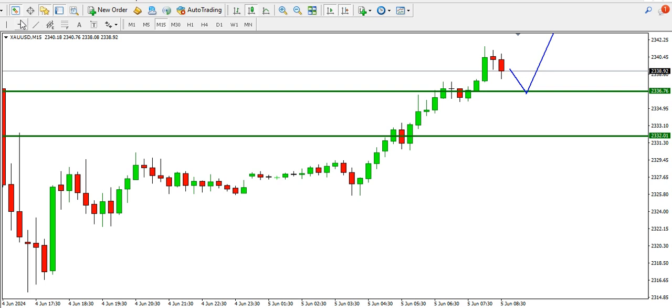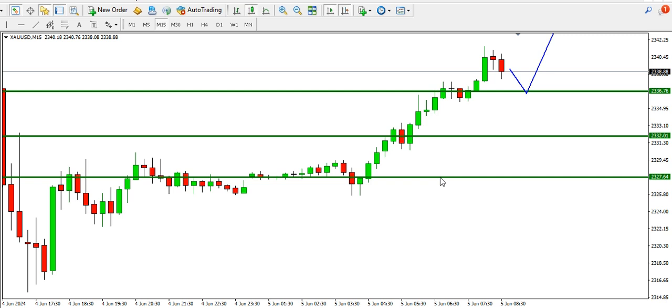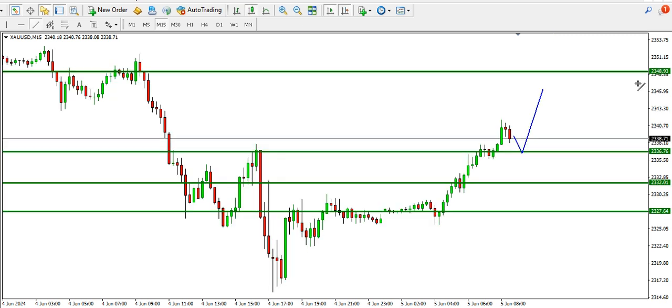Another order block is at the 2327, where buyers might be lined up to ensure price continues to go up to the top of the range. So we might see price also testing this level to continue to the range top. Alright, that's that for the 15 minutes time frame.